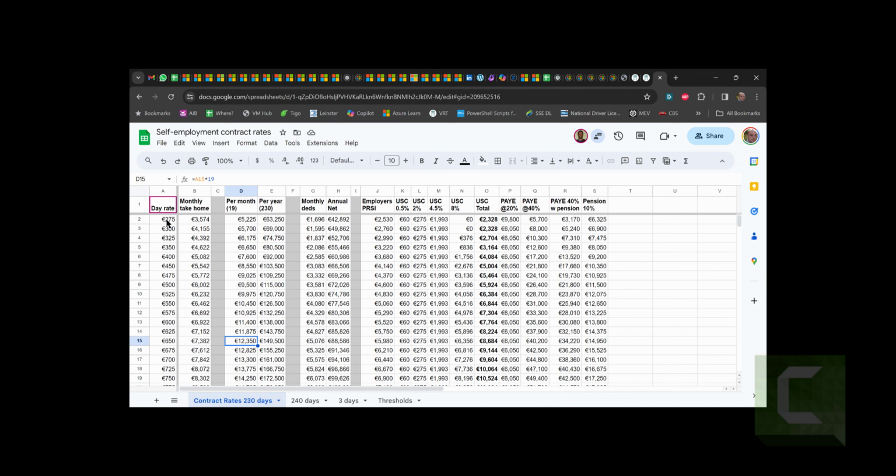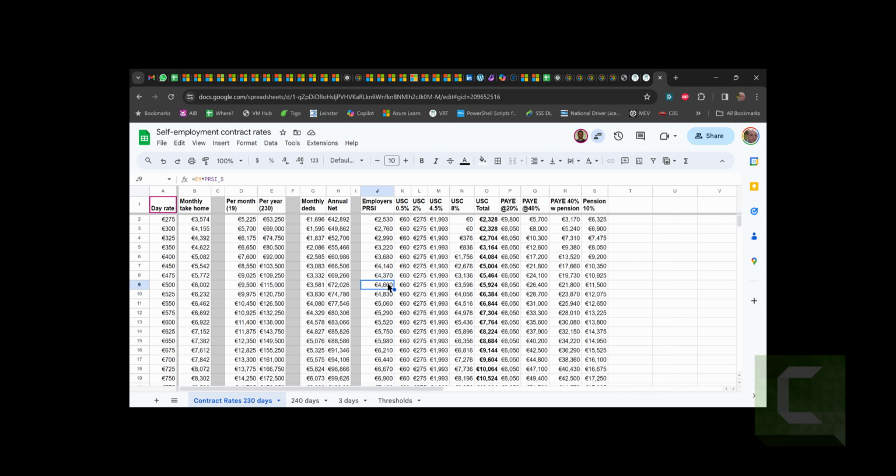But in essence, this is how much you paid per day as a contractor. The first assumption is that you work 19 days a month on average, which is 230 days a year, pretty much. And then you multiply, say, if you're paying 500 a day, then the full year would be a gross to the company of 115 grand or 9.5 grand before tax.